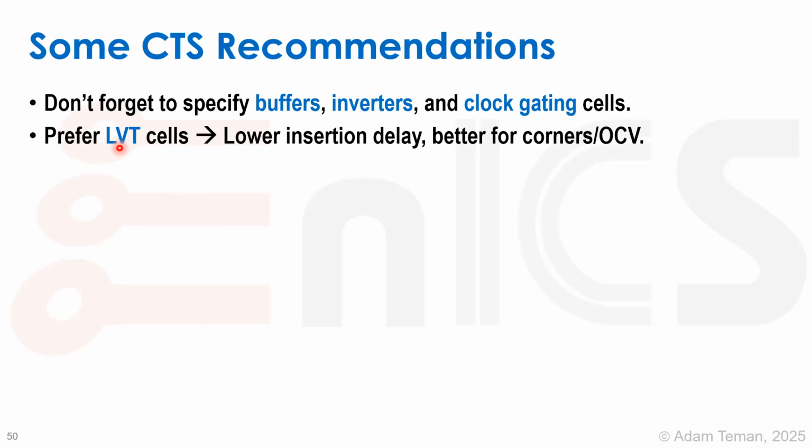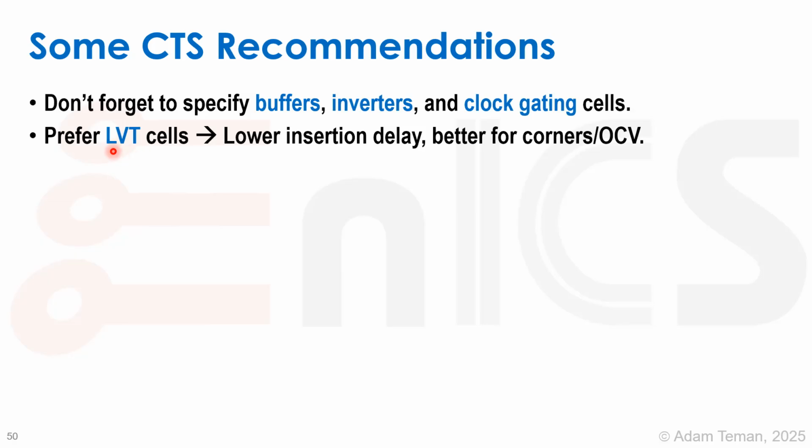Second thing is that we should prefer LVT cells, low threshold voltage cells. These could be ULVT, EULVT, all kinds of things like that, but whatever our fastest cells are. And the reason is we want to arrive at the lowest insertion delay possible. If we have a low insertion delay, it means we're going to usually have better options for skew balancing. We're going to be better adapted for corners and for on-chip variation.